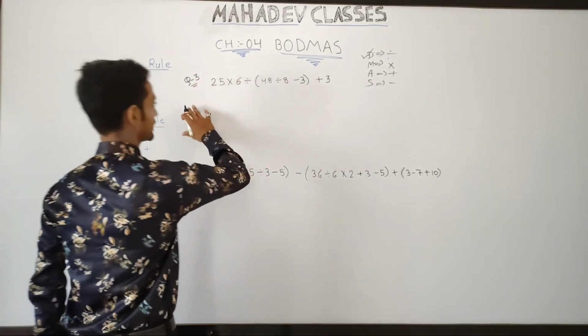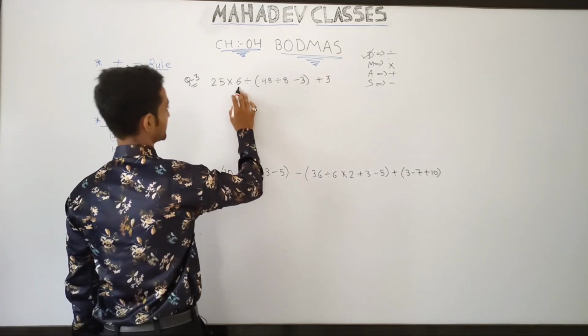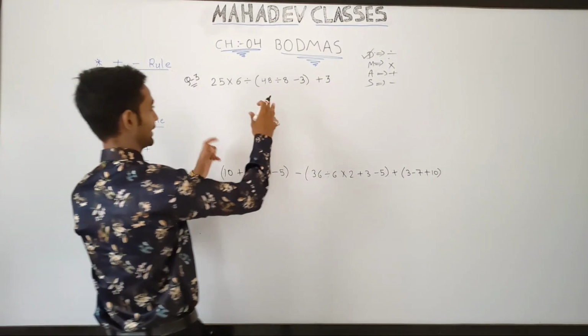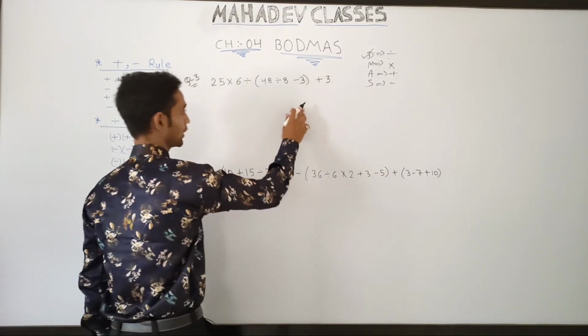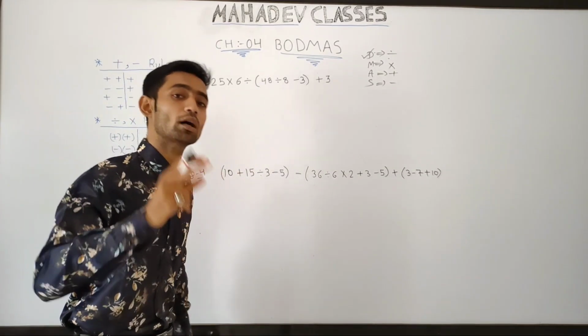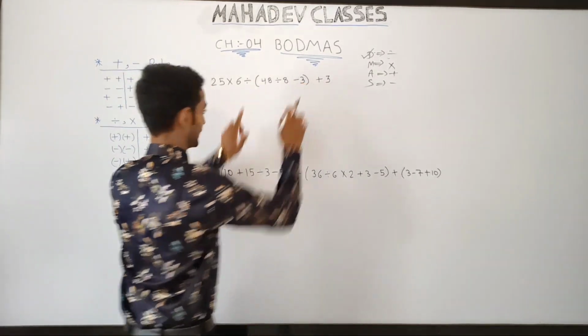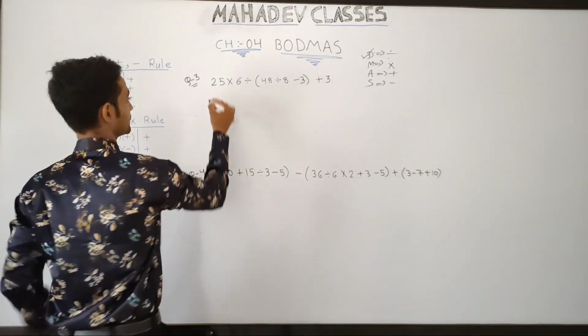Okay, now go for another question. Question number 3. See, 25 multiplied by 6 divided by in bracket 48 divided by 8 minus 3 bracket over plus 3. So first of all we will apply our D mass rule in this bracket. Okay, and the rest of the thing will be as it is.